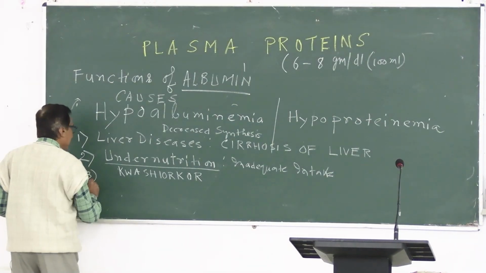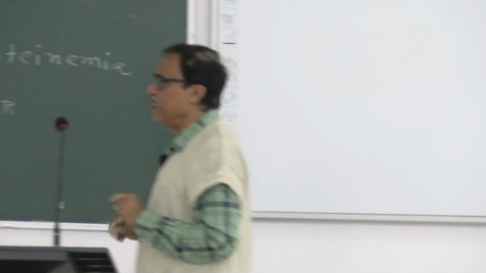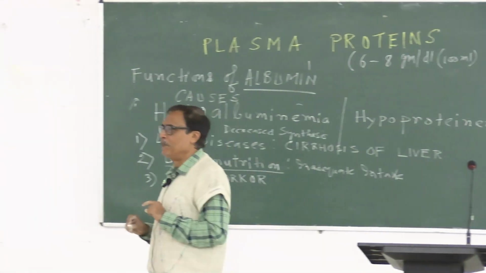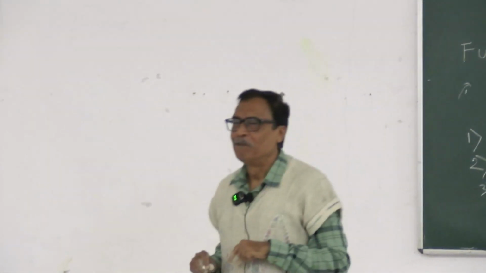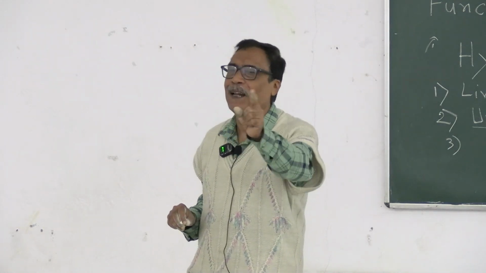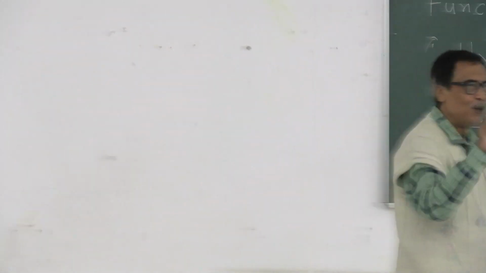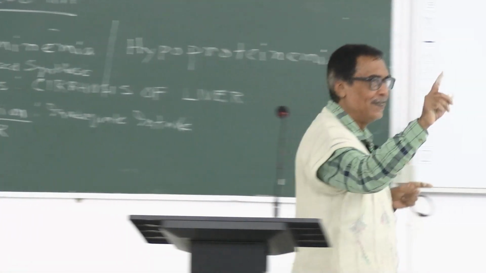Number 3, the liver is okay. You are taking protein sufficiently, but protein is leaked outside through the kidney. Protein, particularly albumin, is excreted through the kidney, massive albuminuria. In that case, there will be hypoalbuminemia. Massive protein in the urine means low protein, low albumin in the blood.